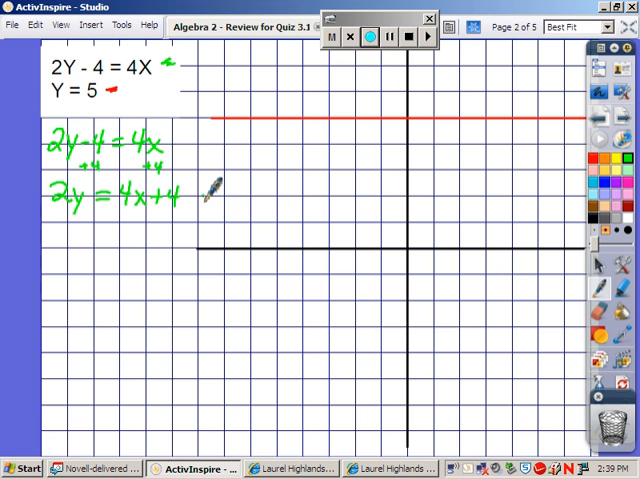And now all I need to do is get rid of the 2 next to the y, so I'm going to divide that away. Everything here gets divided by 2, so I get y equals 2x plus 2. That's what I'm actually going to graph. So this plus 2 is the b part of y equals mx plus b. That's a y-intercept. It goes on the y-axis where it would be 2. And then the other thing here is the slope. That should always be a fraction. So 2 over 1, that means from the first point we graphed, up 2 and over 1.